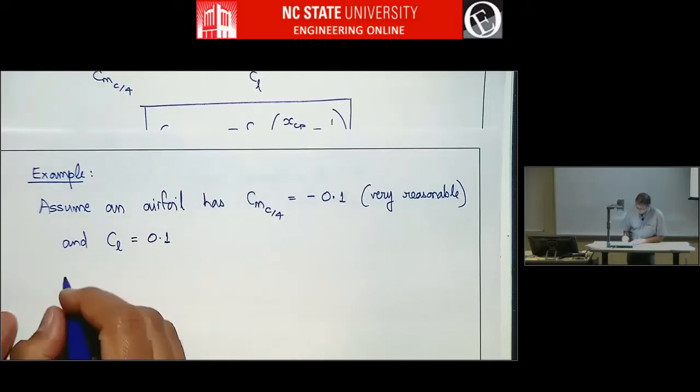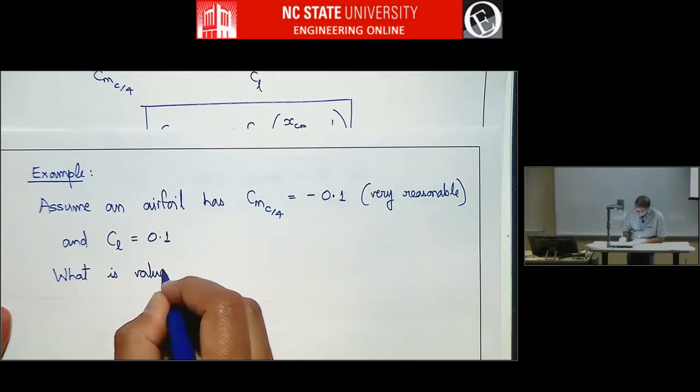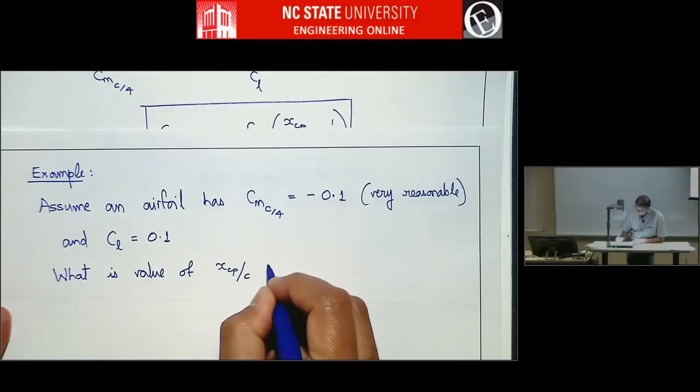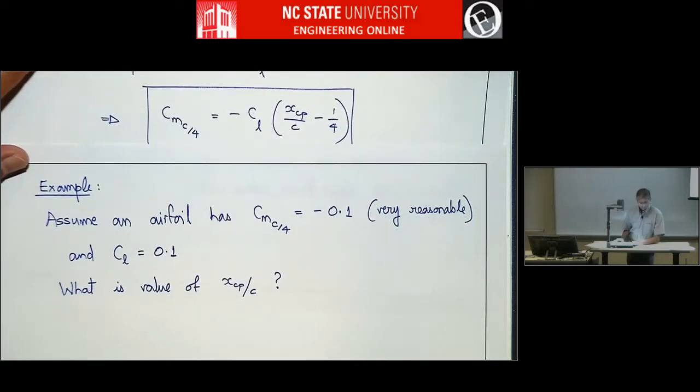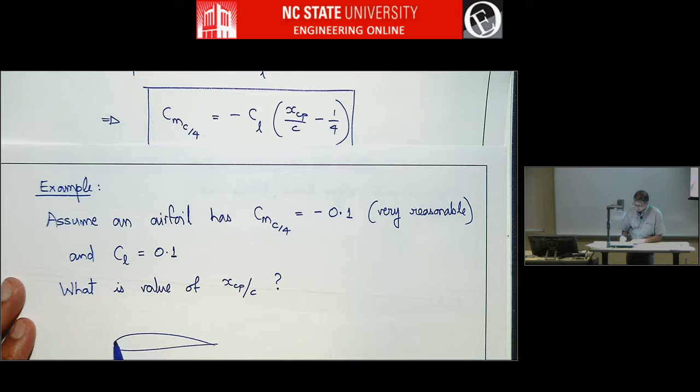So anyway, pull out your calculators and pencils and tell me what is the value of xCp over C for this condition. It's like a quick 30-second calculation. So this is some kind of a pressure distribution. It all comes from some sort of pressure distribution, right? So maybe some pressure distribution is like this.